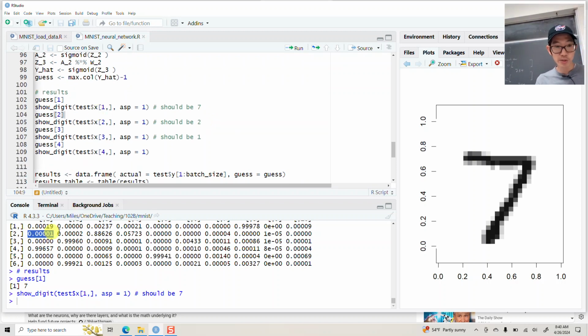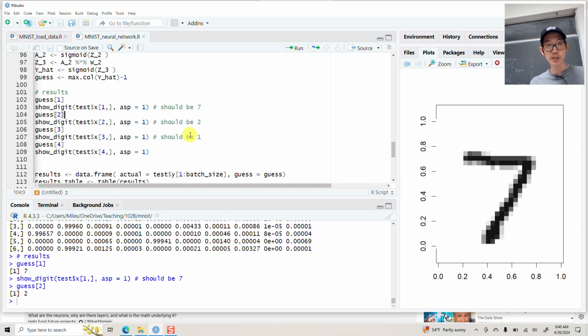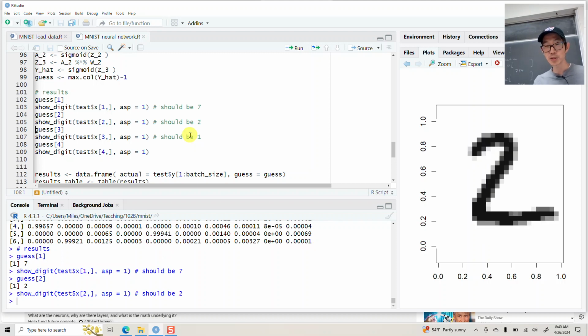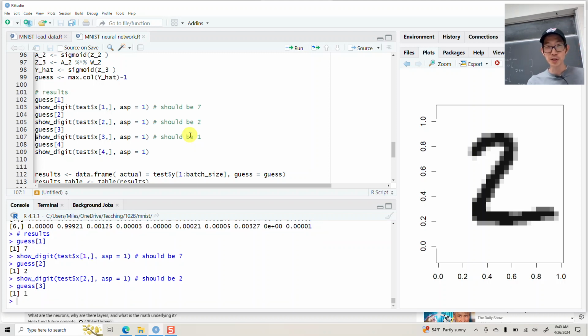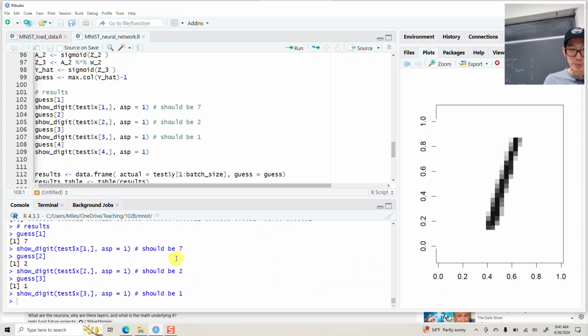Okay. All right. Let's try. What's the second row? The second row we're not as confident, but the highest column is 0.88626. And that corresponds to 0, 1, 2, this number 2. So our second guess is the number 2. That's the max column. And let's see what it looks like. Yep, that's the number 2. All right, let's try the third one. It's predicting to be a number 1. That's our guess. And what does that look like? Yep, that's the number 1. So it seems like it's working.